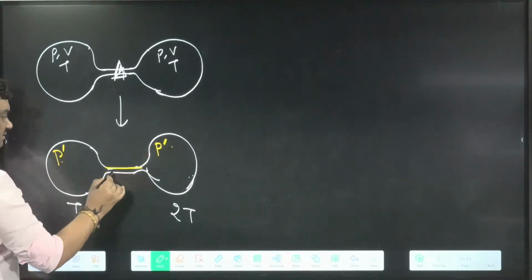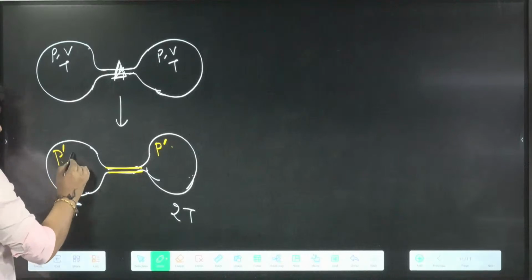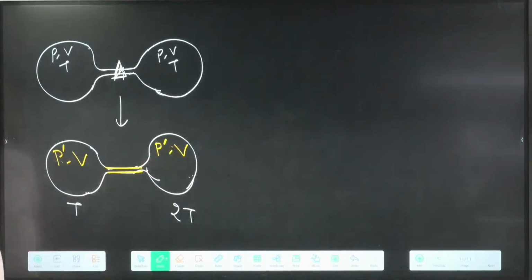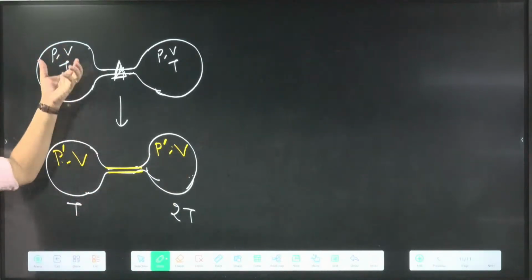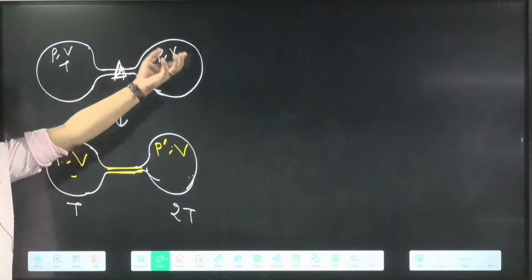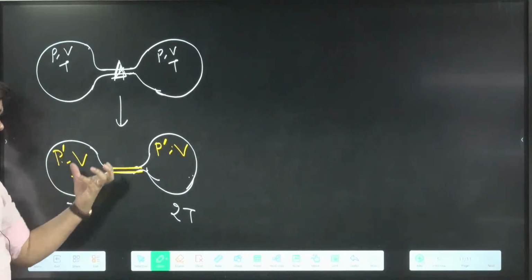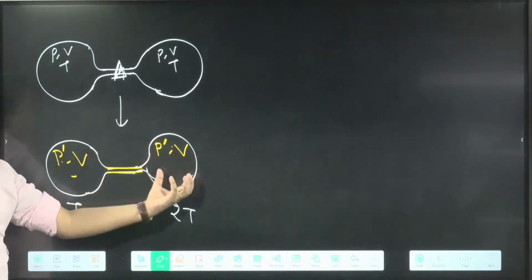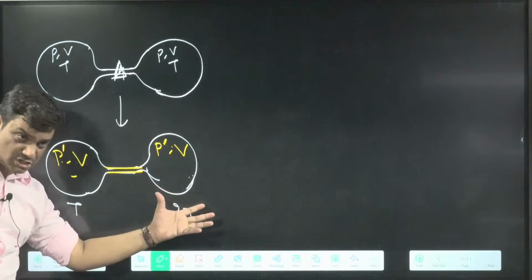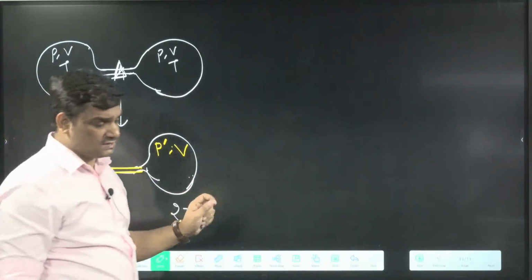And the tube is always very thin, so we always neglect the tube. Here the volume will be V, here the volume is V, because the volume of the container will not change. So this volume is V, here also V. But in that question they say this one I am keeping at T, this one I am keeping at 2T. They can keep them at different temperatures, that can change, but pressure everywhere will be the same.